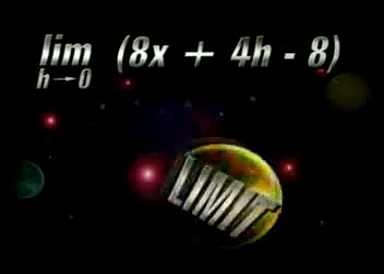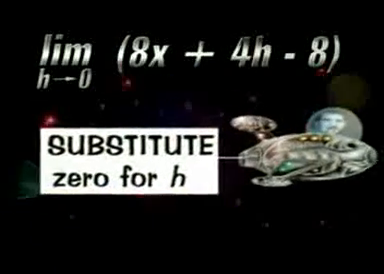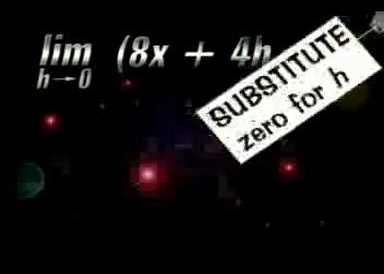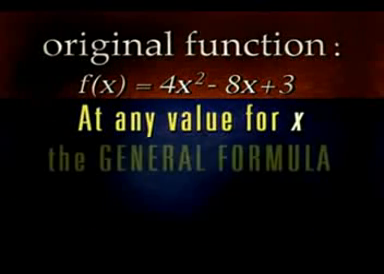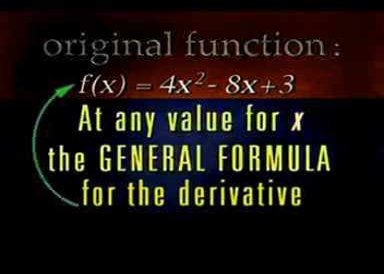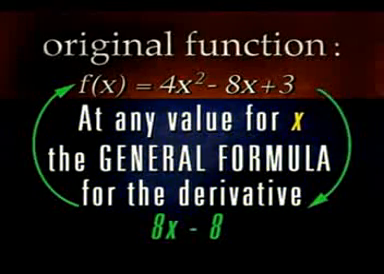Now we're back in the limit world. Substitute 0 into the expression for h, because based on the original derivative formula, h is always approaching 0. This gives us 8x minus 8. So, at any value for x, the general formula for the derivative of this particular function is 8x minus 8.